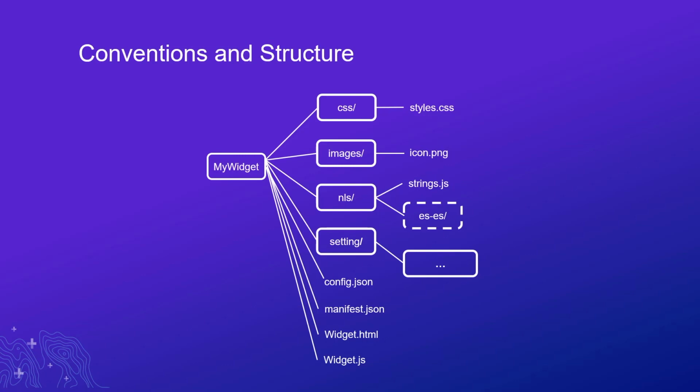Widget.html is your HTML template, config.json is the settings of your widget, and then there are folders for NLS, your translations, CSS, images, and the setting folder is special. It's where you can define out the logic and template for your widget settings modal.